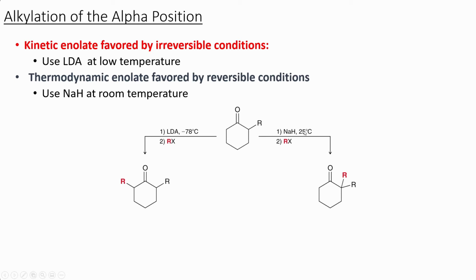If we use sodium hydride at room temperature, then we're using reversible conditions, and we will end up alkylating at the more substituted position. So this allows us to alkylate at both the less substituted and the more substituted position, depending on which set of conditions we use and whether we push the reaction towards the kinetic or the thermodynamic product.